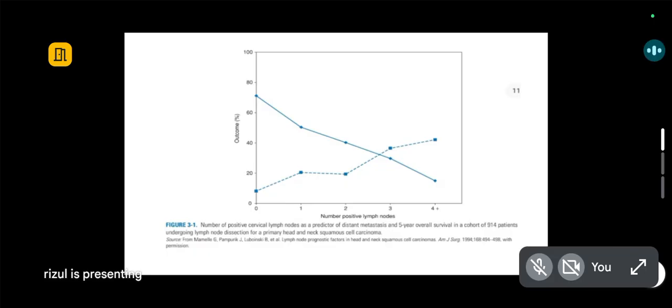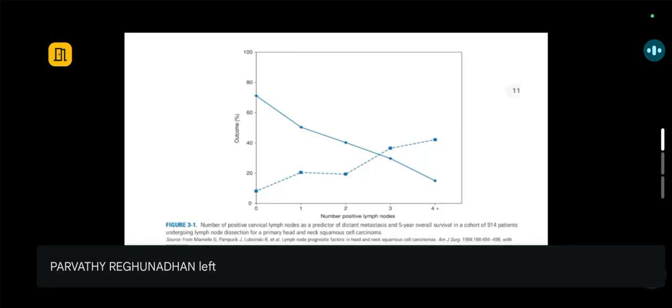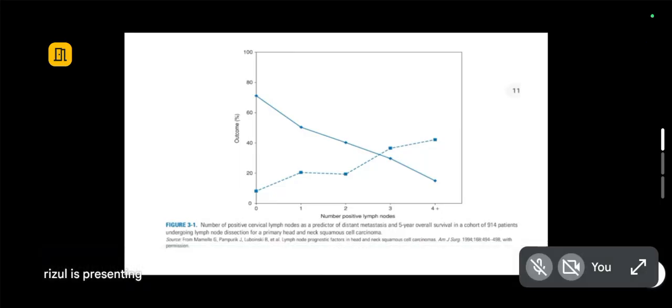As in, which means? Basically it indicates how the distant metastasis can be. The more nodes are involved, the more chances of distant metastasis, and the lesser is the 5-year overall survival rate. So basically, this chart shows that even a single lymph node can lead to a decrease in survival by almost up to 50%.